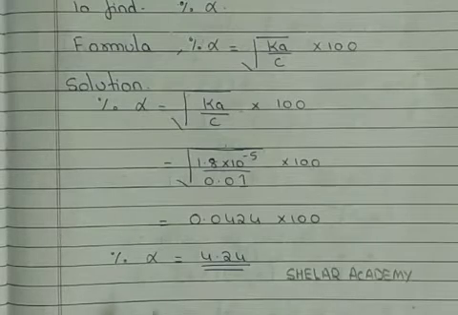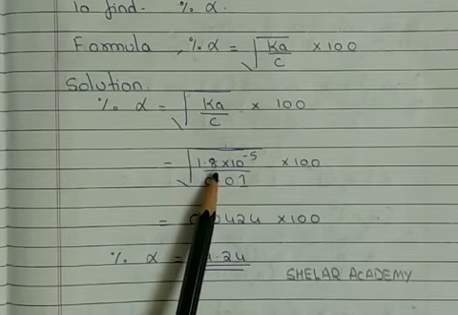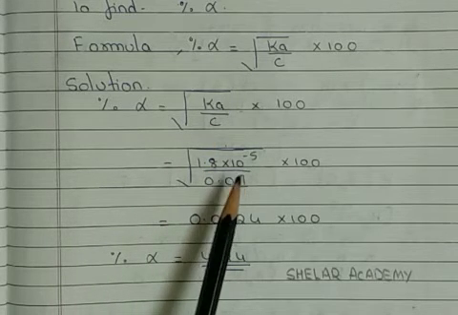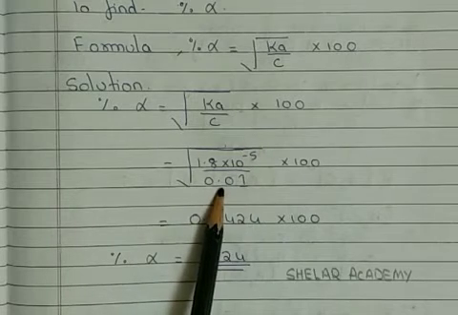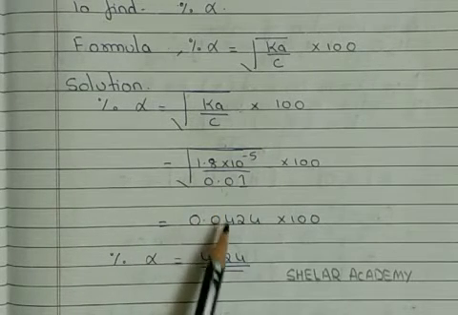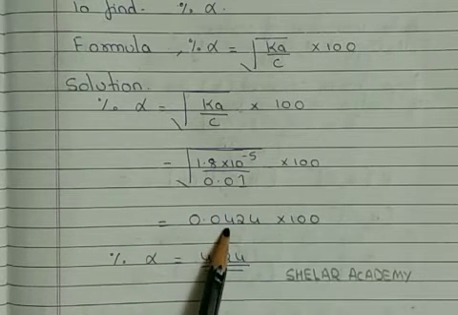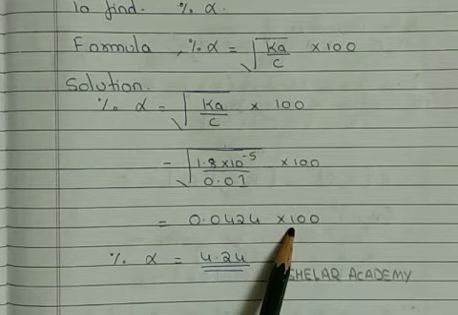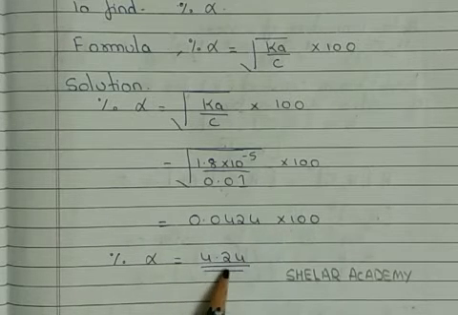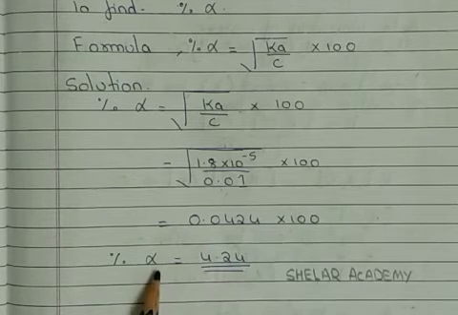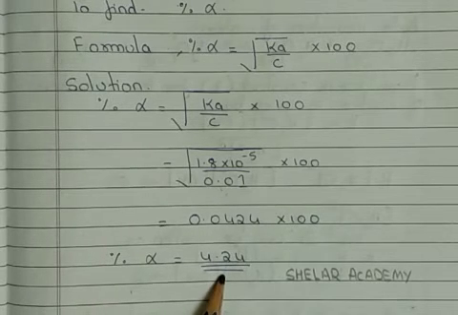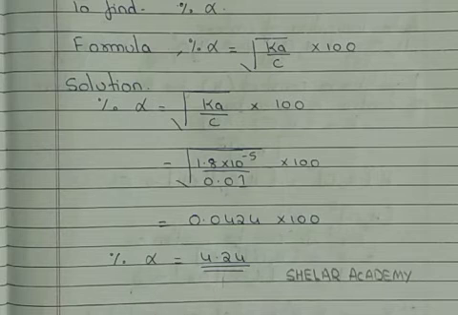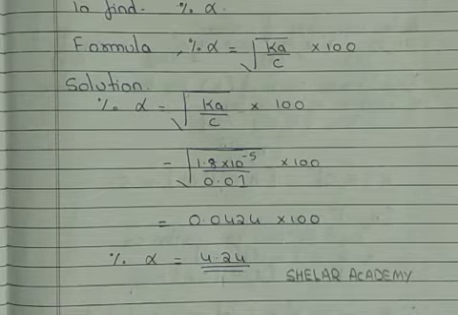On substitution, our Ka value is 1.8 into 10 raised to the power minus 5 and C is 0.01. Taking its square root directly from our log table, we get 0.0424 into 100, that is nothing but 4.24%. So our percent dissociation of acetic acid is 4.24%. A simple question which will count you 2 marks in a very easy manner.